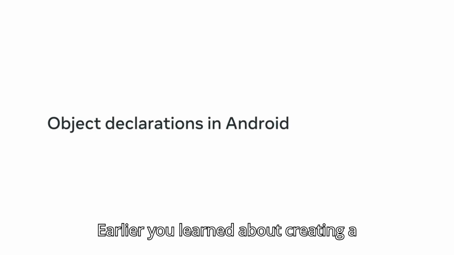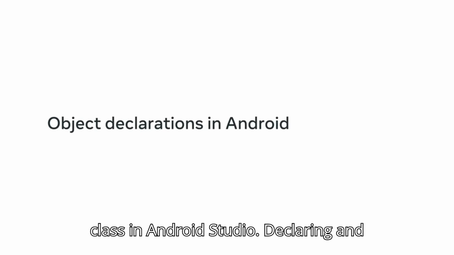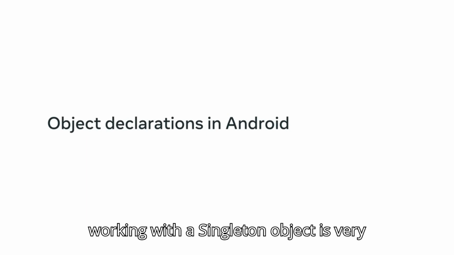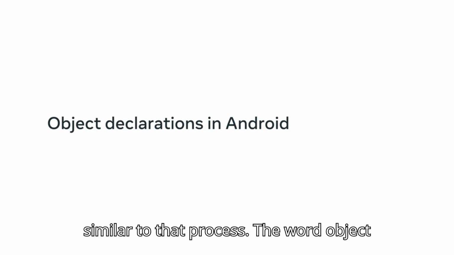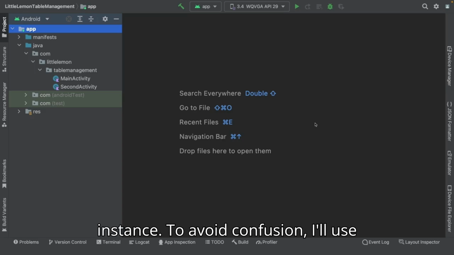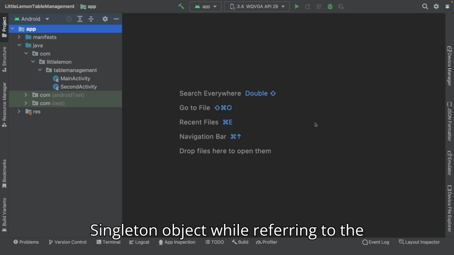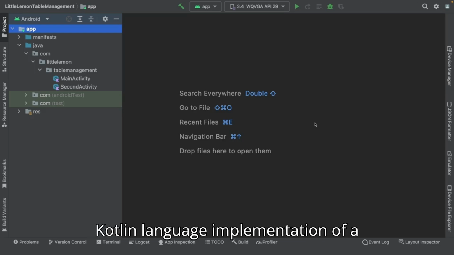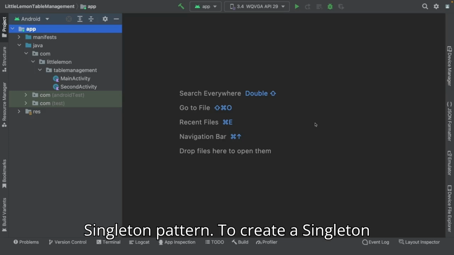Earlier, you learned about creating a class in Android Studio. Declaring and working with a singleton object is very similar to that process. The word object is also used to describe the class instance. To avoid confusion, I'll use singleton object while referring to the Kotlin language implementation of a singleton pattern.